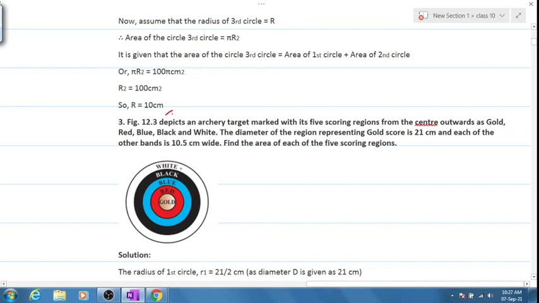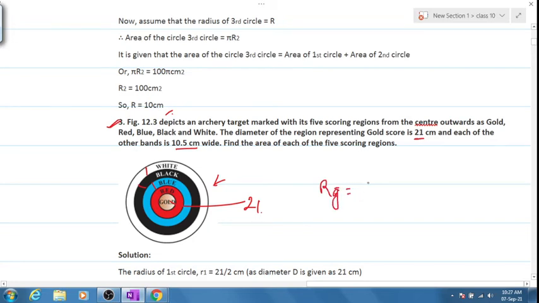Question number 3. Now this is a fairly interesting question. Over here it says this is the archery target. Clear, 5 regions are there. The diameter of the region representing gold is 21. So the diameter of the first one is 21. Each of the others has a width of 10.5. Means the red one is 10.5, this is 10.5, this is 10.5, and this is 10.5. Clear? So can you tell me the radius for the gold one?